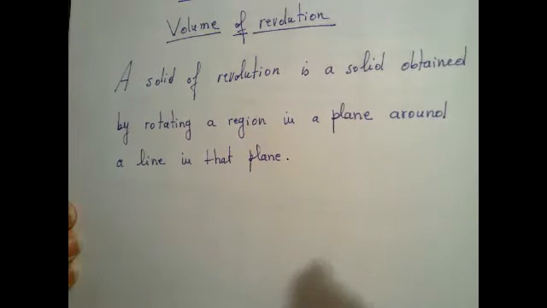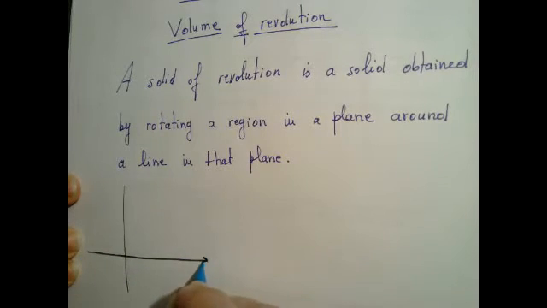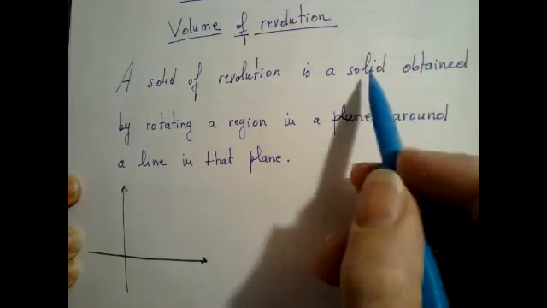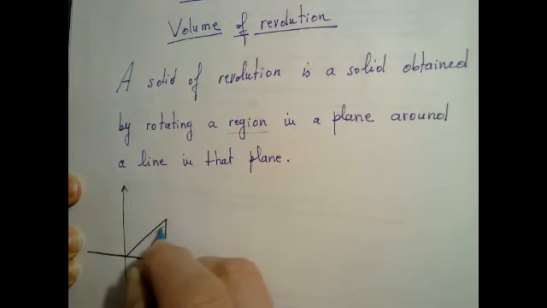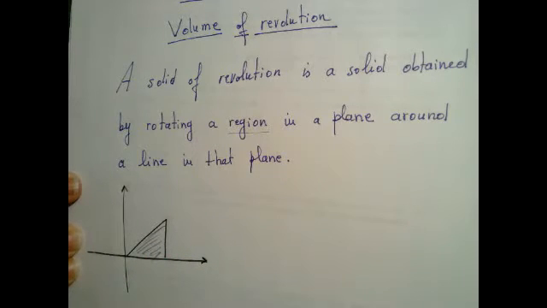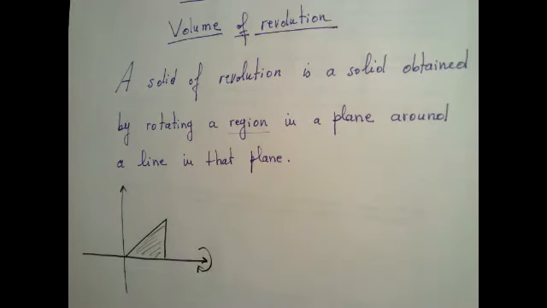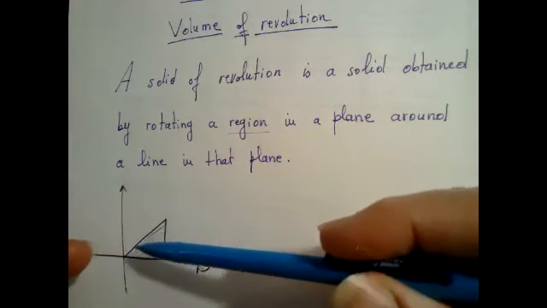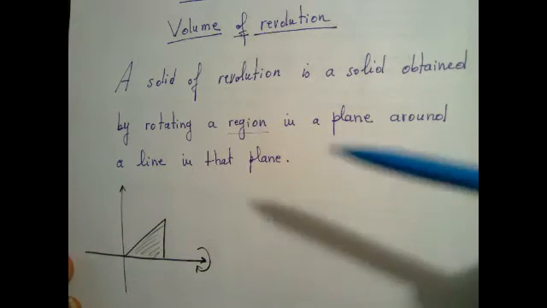For example, suppose I take the following region in the plane, this region. That's a region in the plane. And I rotate it around a line in this plane. So I'm going to rotate it around the x-axis. What will I get? I know it's early in the morning, but just imagine if I take this region and rotate it. So we're going to get a 3D object. What will I get?